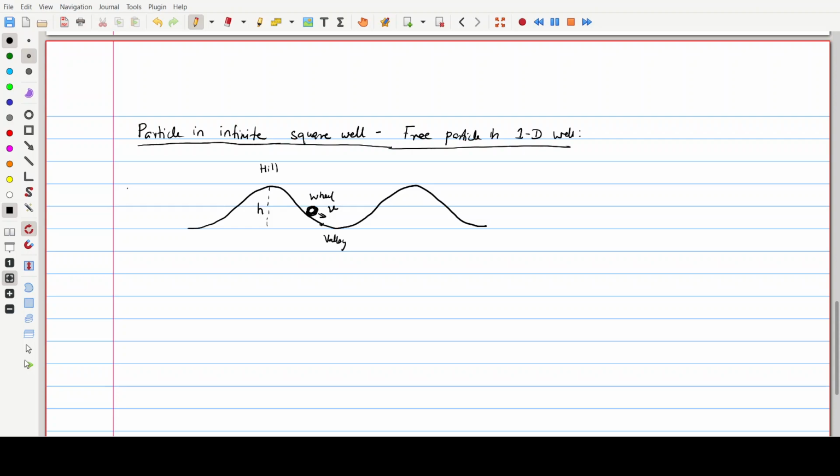So we are trying to apply all that knowledge in this class and try to solve a very simple system called the particle in infinite square well, or free particle in one dimension well. Okay, so before going to the exact quantum mechanical system, we can consider a simple classical system as shown in the figure. The figure shows a hill-valley system with a wheel rolling between the hill and valley.